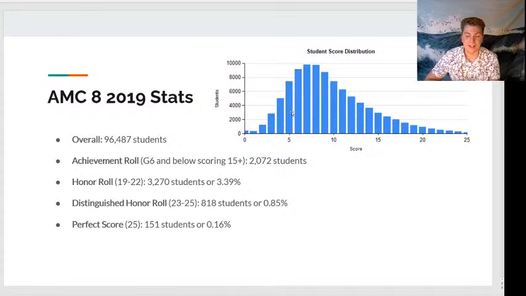Last year we only had 818 students globally hit that threshold of Distinguished Honor Roll. So extremely prestigious and really awesome for those kids.